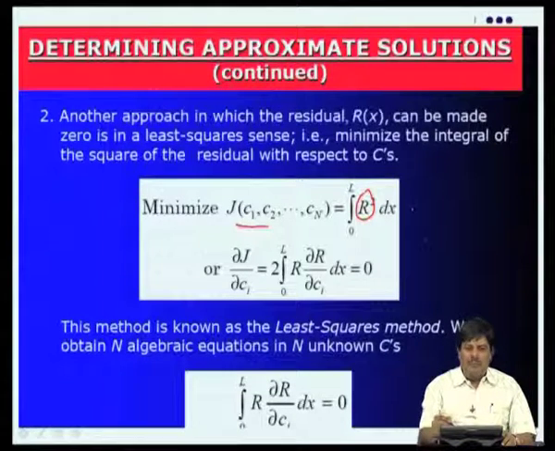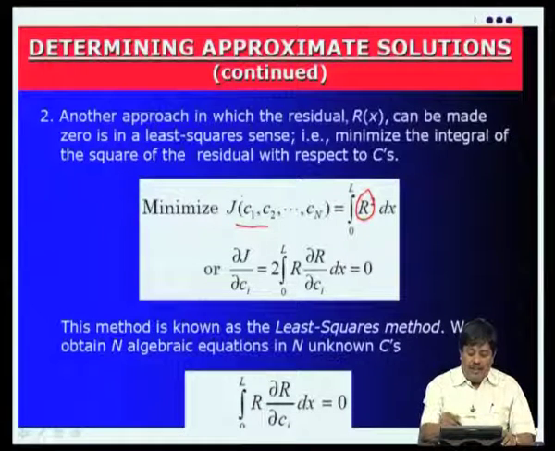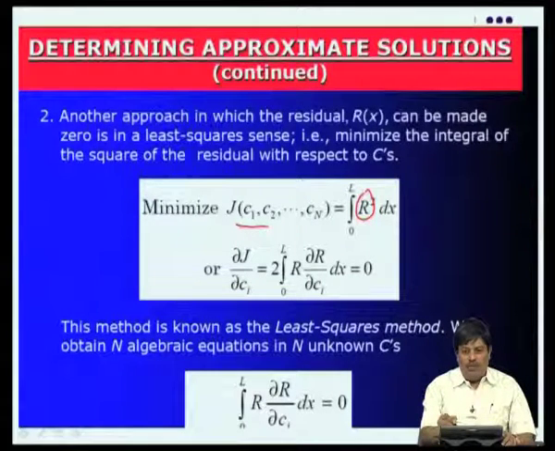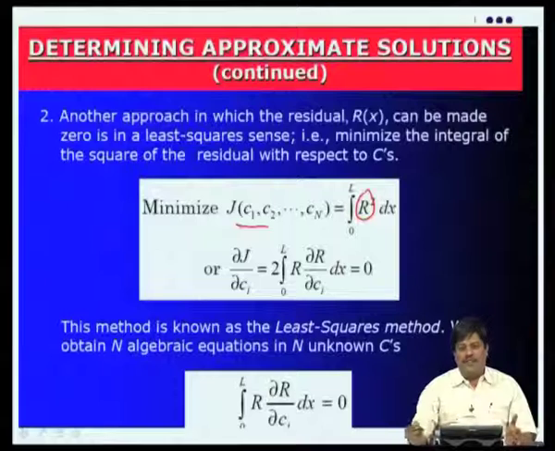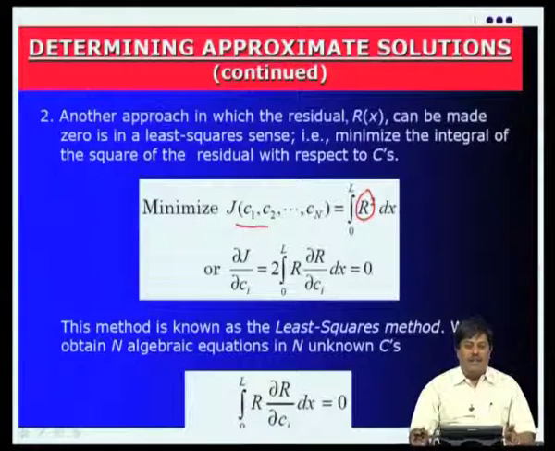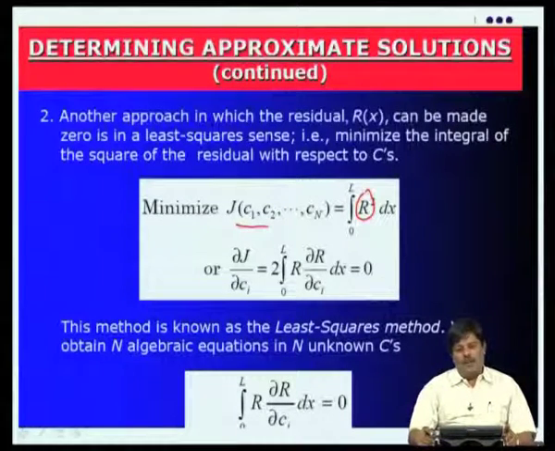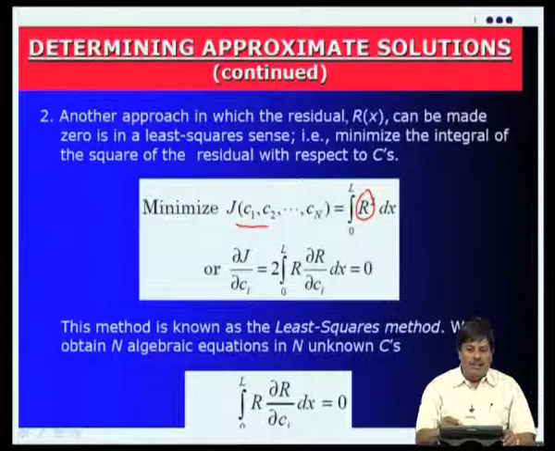So, we minimize this to 0. We take this integral, differentiate with the unknown coefficient Ci, and we get this. So, if we make this r into dou r by dou Ci equal to 0 over the domain, we get a set of n simultaneous equations corresponding to the n Cis that we are trying to find out. Such a method of determining the approximate solution is called the least squares method.